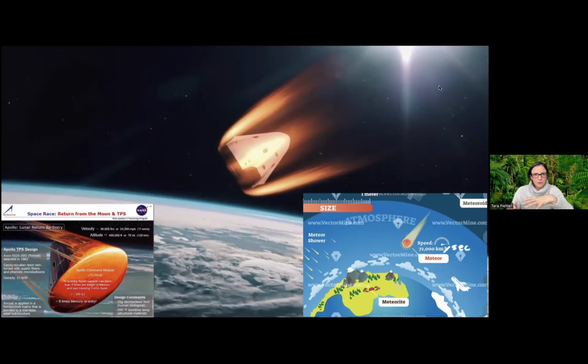When a space capsule comes down, the re-entry and it burns up due to friction, it's accelerating. 9.8 meters per second is basically the gravity, but per second is the acceleration. Every second it's accelerating at 9.8 meters per second.